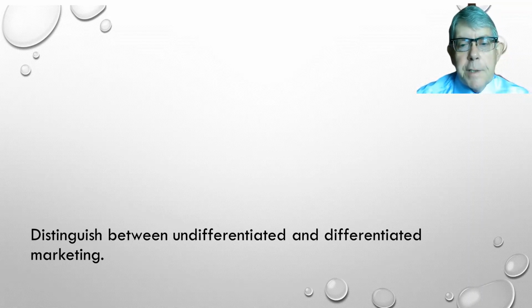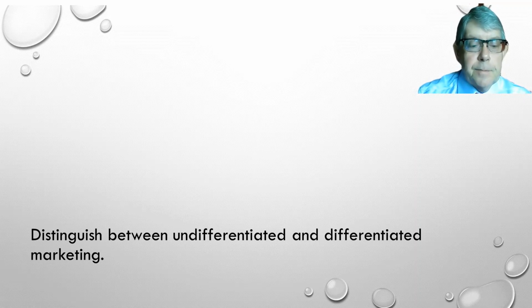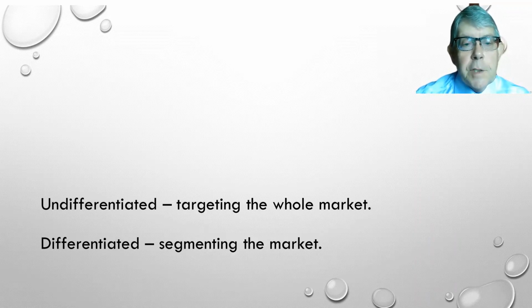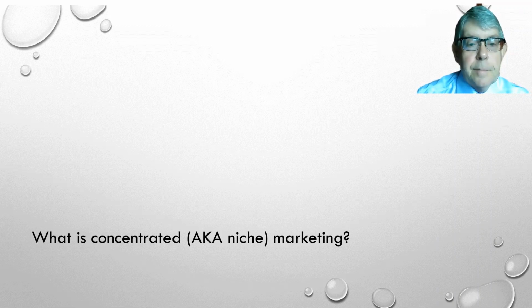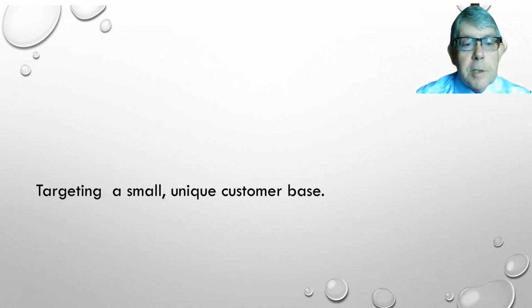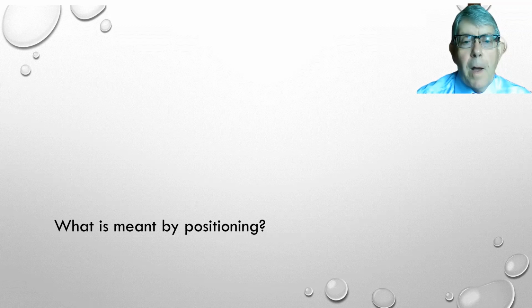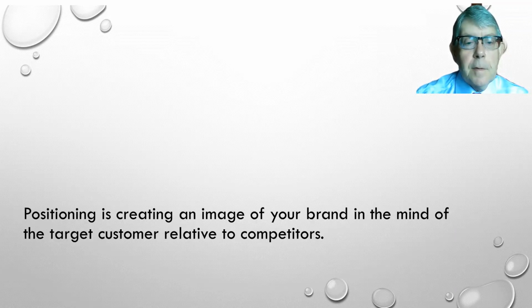Distinguish between undifferentiated and differentiated marketing. Undifferentiated is targeting the whole market, and differentiated is segmenting the market. What is concentrated marketing, also known as niche marketing? That is targeting a small, unique customer base. What is meant by positioning? Positioning is creating an image of your brand in the mind of the target customer relative to your competitors.